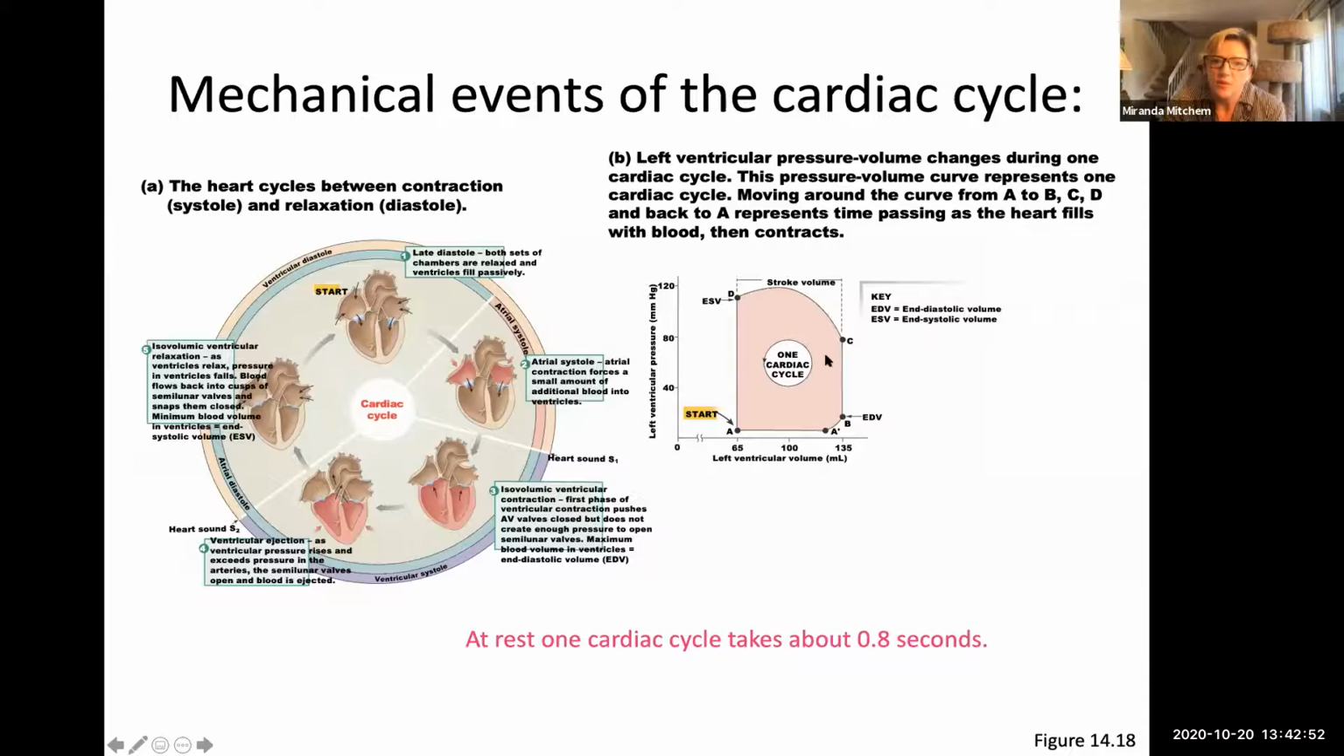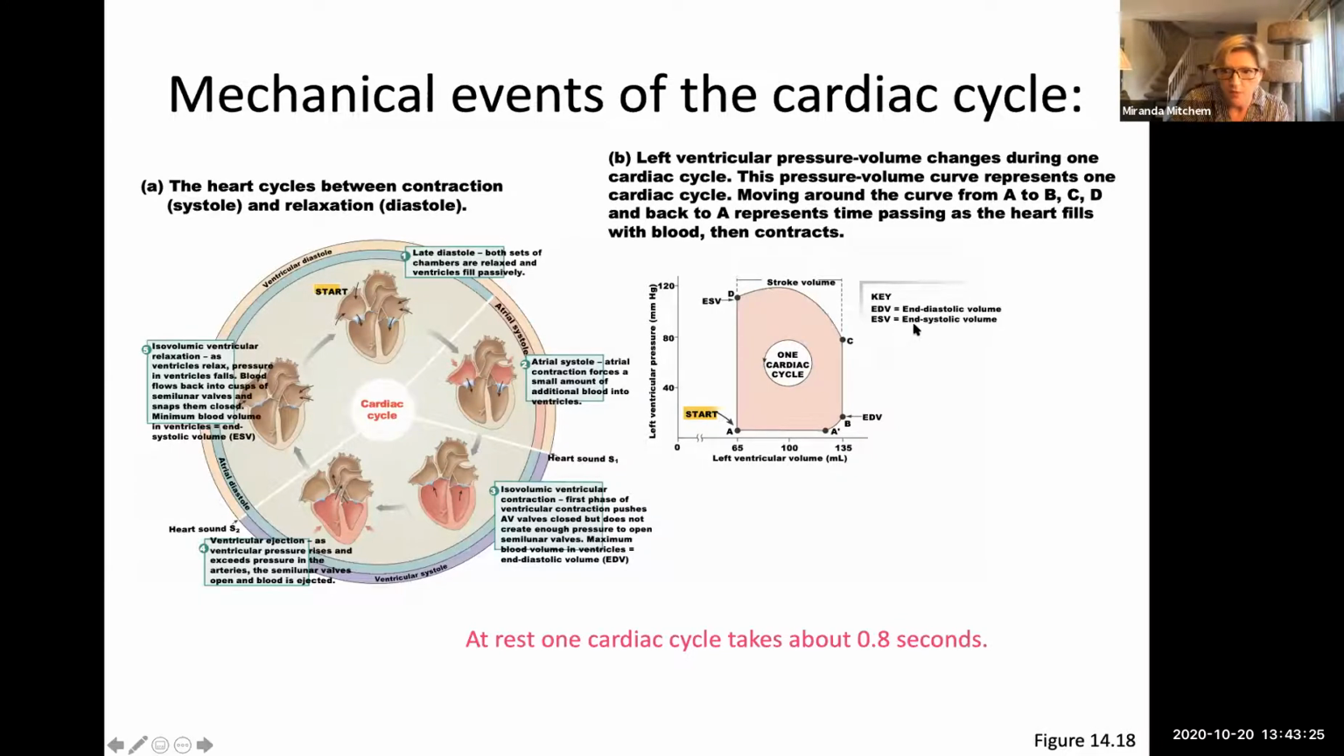Now, the right side here is just showing the change in ventricular volume and pressure. And we start here. We're starting at point A, and we're moving this way now, opposite to what we looked at in the previous figure. So we have a relationship between pressure and stroke volume, which is the amount of blood associated with a single cardiac cycle.